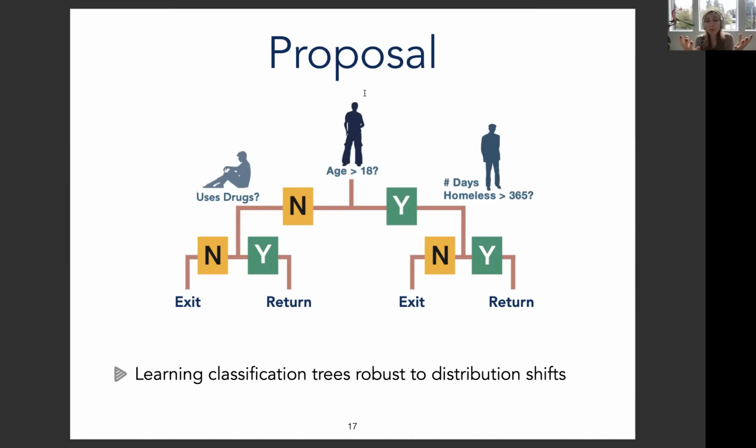And our goal will be to learn optimal trees in the sense that they will have the greatest possible accuracy, where accuracy just computes the total number of correctly classified data points. But this time we're going to try and maximize accuracy under adversarial perturbations of the data to make sure that we will perform well even under shifts in the data.